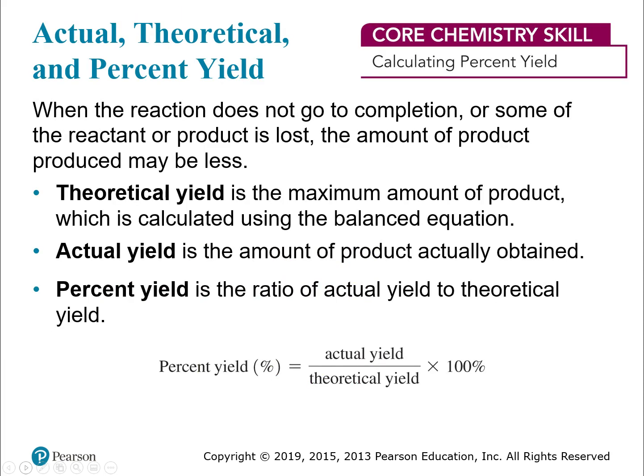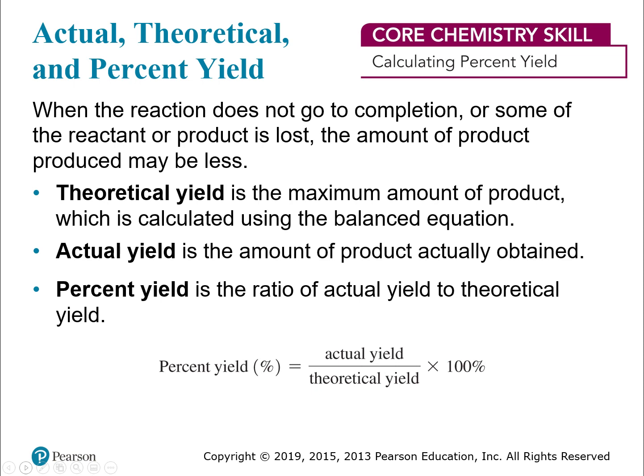So the second part of this, we talked about limiting reactants. Now we're going to talk about actual, theoretical, and percent yield. In the real world, there's still conservation of mass, but the amount of product you get likely will not equal the same amount of the reactants that you put in. Some processes you lose some, you drop some, it doesn't go to completion. So all kinds of things happen.